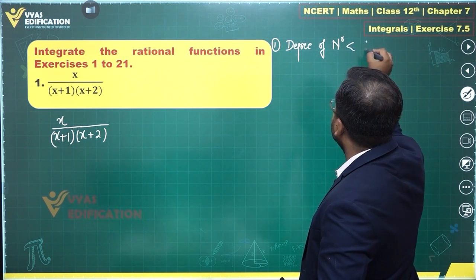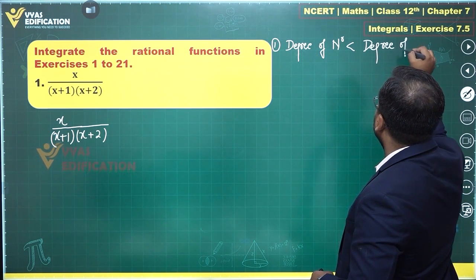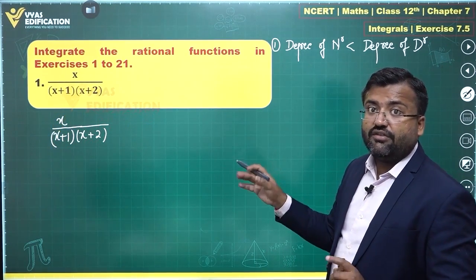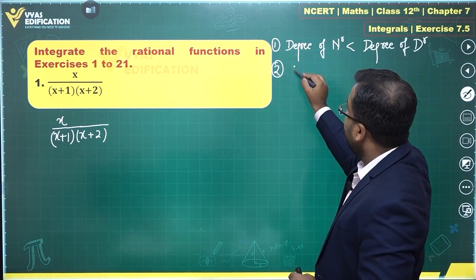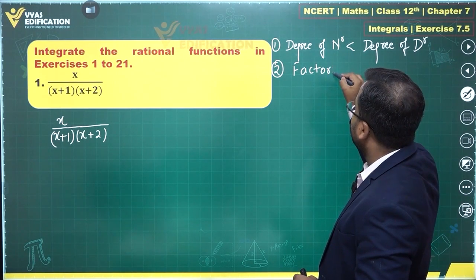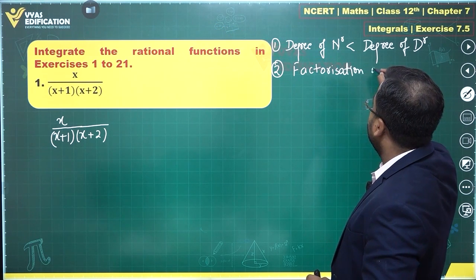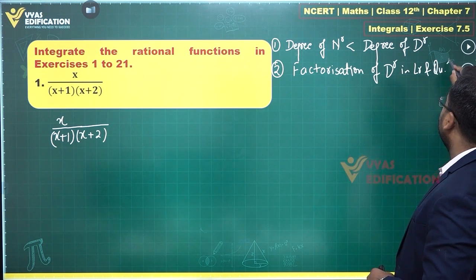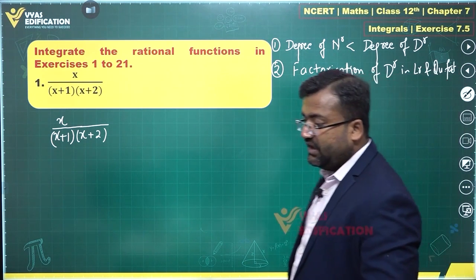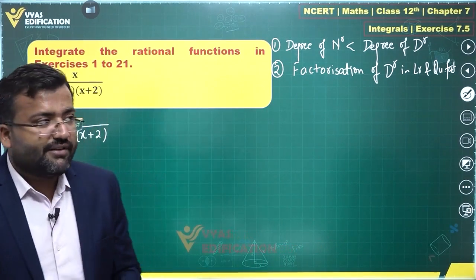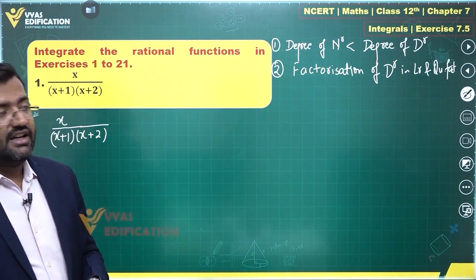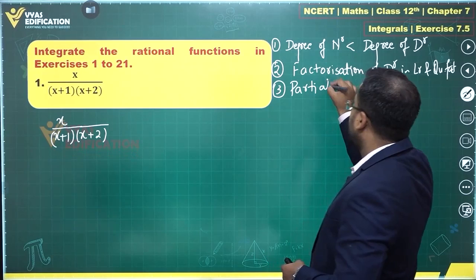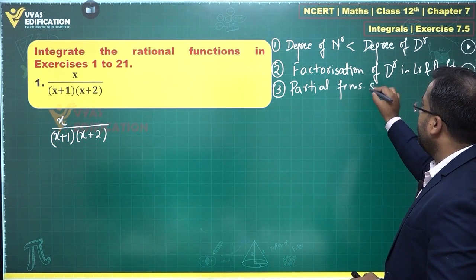First, the degree of numerator is less than the degree of denominator. This is important. If that will not be the case, then you'll have to use long division and divide first. Second, factorization of denominator into linear and quadratic factors. This is important. The denominator has to be factorized into linear and quadratic factors. In that case, we'll be dealing with this particular method. And after that, we'll be converting into partial fractions, and then integrate.